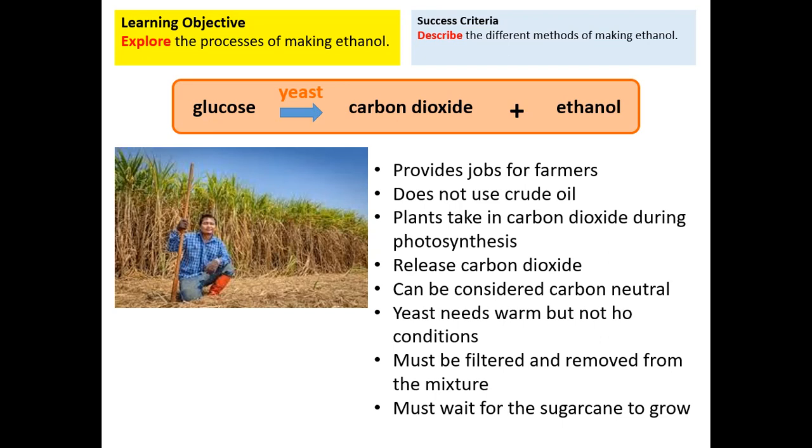So if you were to start this from scratch and you didn't have any sugarcane to start off with, you would have to wait for it to grow and then harvest it and then remove the sugar. And so it's a lengthy process. And obviously, the sugar is continuously replaced, so you'd have to grow it again. So it's not as easy as just feeding a product into a machine.